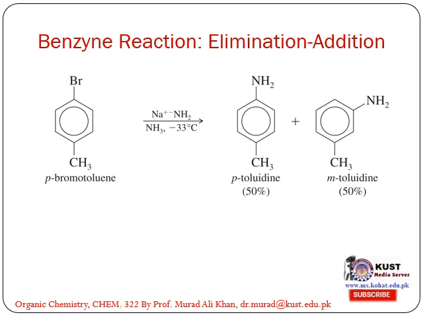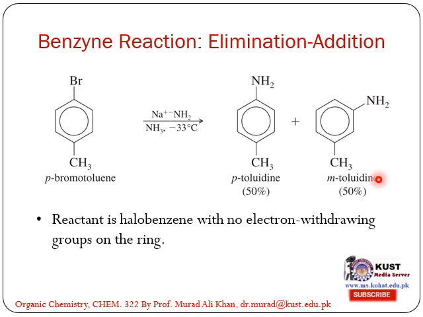So this is not an addition-elimination reaction, but an elimination-addition reaction. Like here, the para-bromotoluene, we will get para-toluidine and meta-toluidine in a 50-50, or 1:1, ratio. The reactant is a halobenzene with no electron withdrawing groups on the ring, and a strong base is used, like sodium amide.